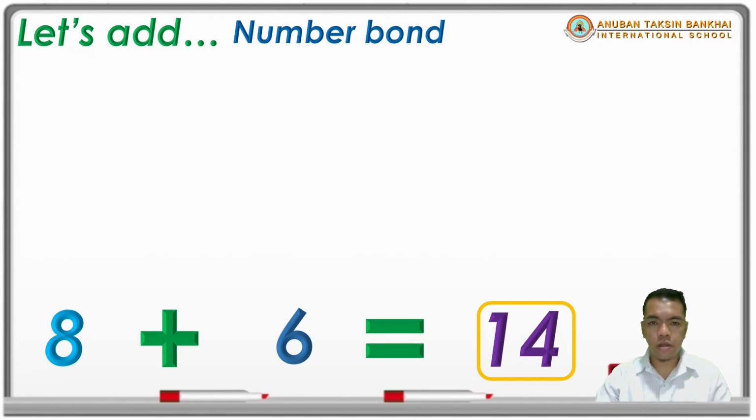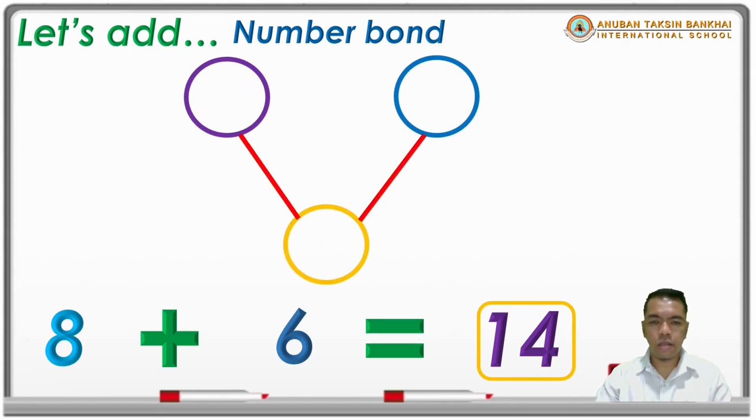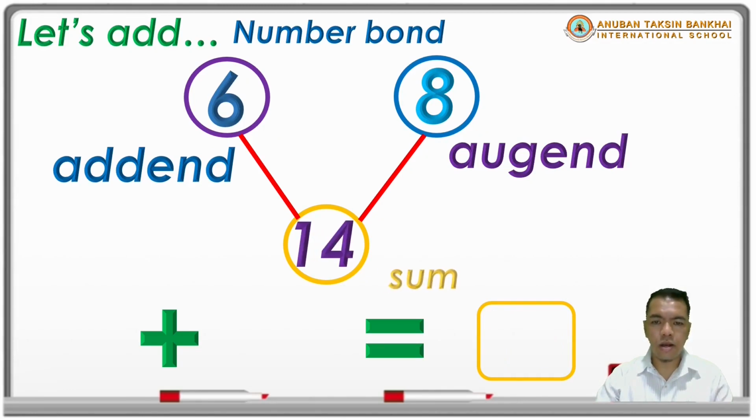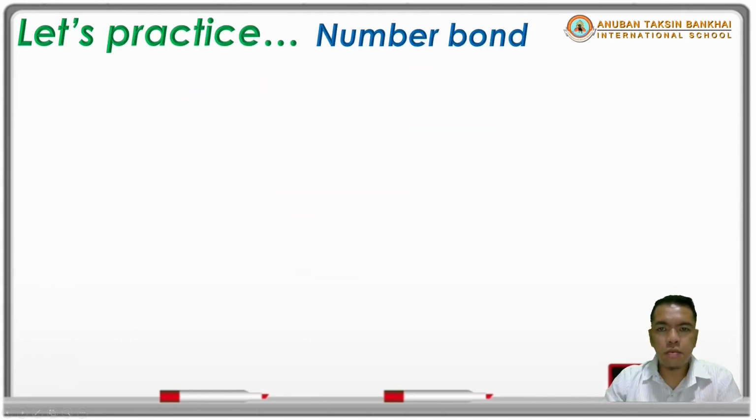Let's use number bond in finding our sum. We have here two parts and a whole connected by two lines. Let's write our addend on the first part. And the second part, let's write the addend. 6 and 8 makes how many? 14. That is our sum. 6 and 8 makes 14. Great. Let's practice number bond method.